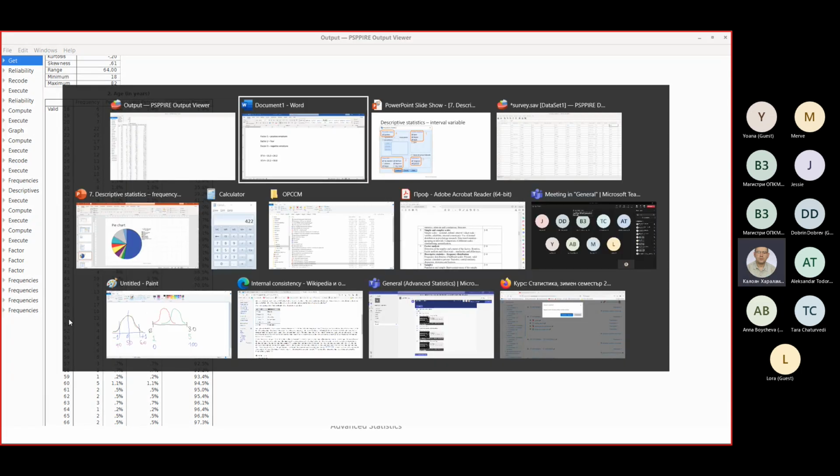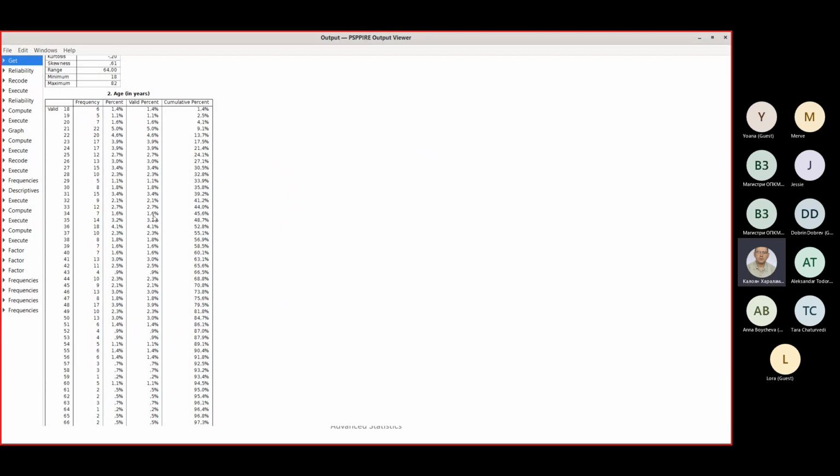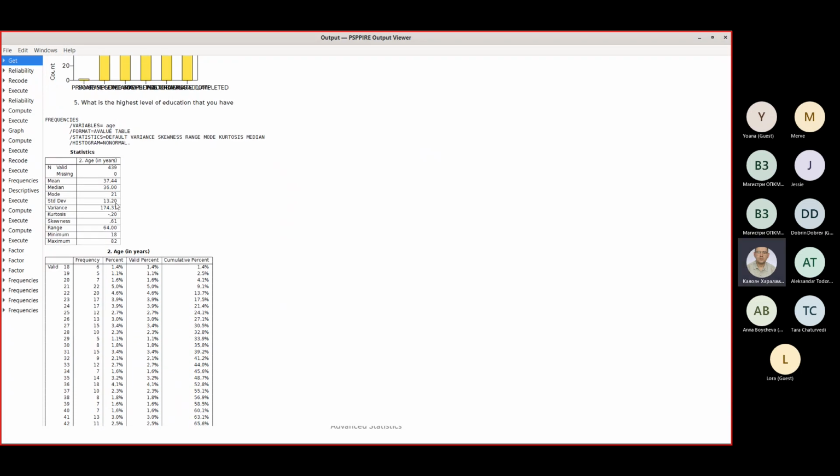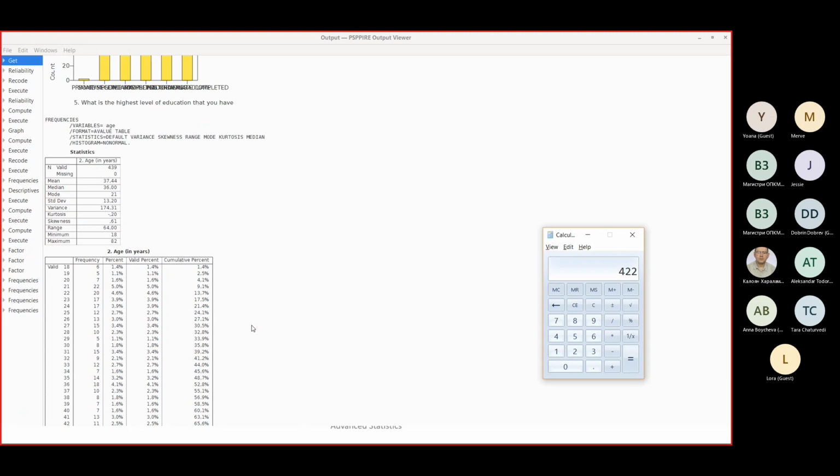So this was standard deviation. Plus and minus 13.2 years of age. Variance. Variance is squared standard deviation. So if we take 13.2 and multiply by itself, the result is equal to the variance.